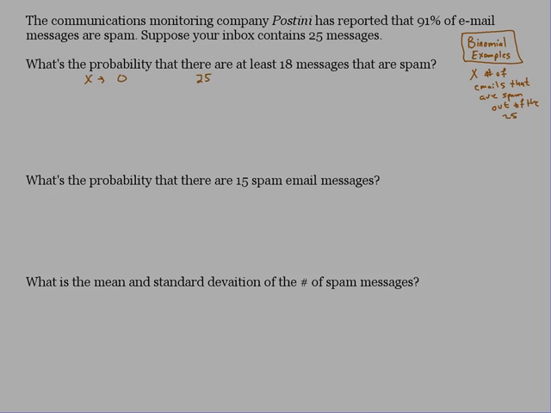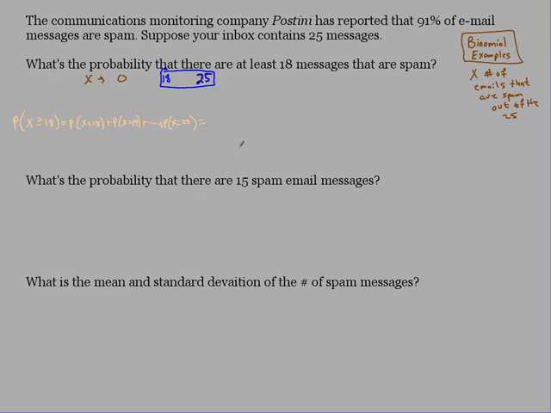Okay, so we want to know what's the probability that at least 18 of them are spam. So I want to know from 18 up to 25. This is what you need to know. Okay, so this would look like this. This would be the probability that X is greater or equal than 18, which is equal to the probability that X equals 18 plus the probability that X is equal to 19 all the way to the probability that X equals 25.